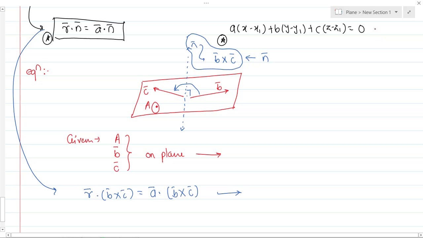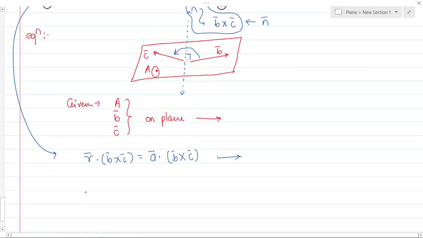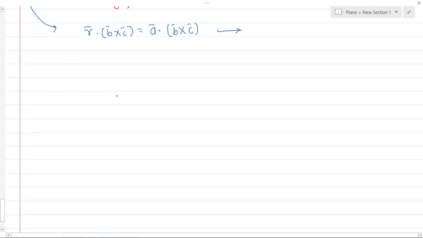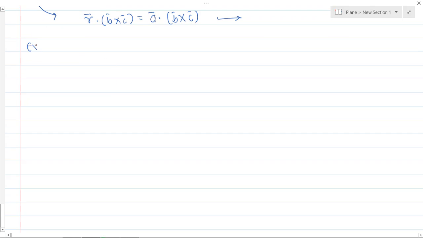Now how will you get the Cartesian equation? Wait a minute. Okay, don't mess it up. First of all we will solve one question so that you will get an idea how to use this formula.